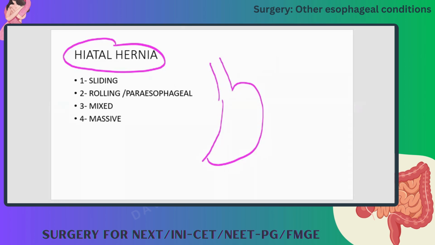Okay. So hernia is just protrusion through weakness. Any protrusion through weakness. So what I told you, diaphragm, this is the hiatus. Diaphragm has a hiatus here. The esophagus and stomach are like this.